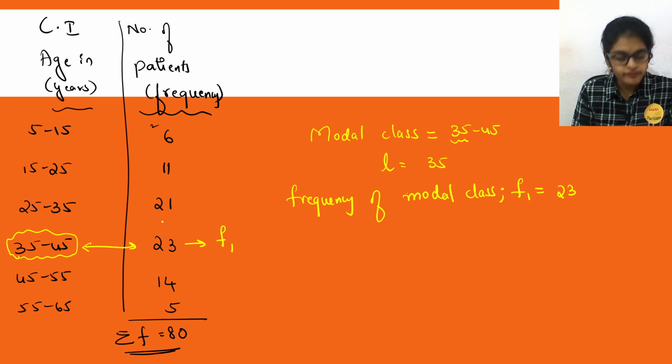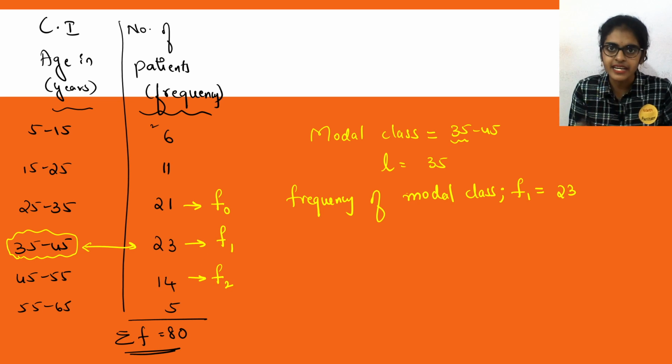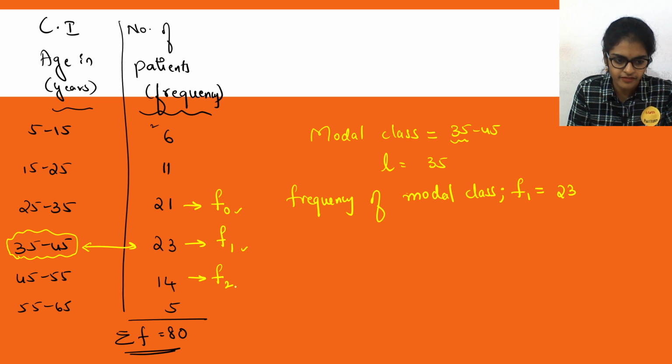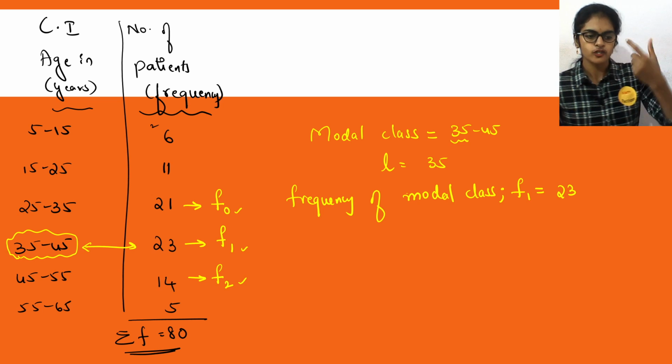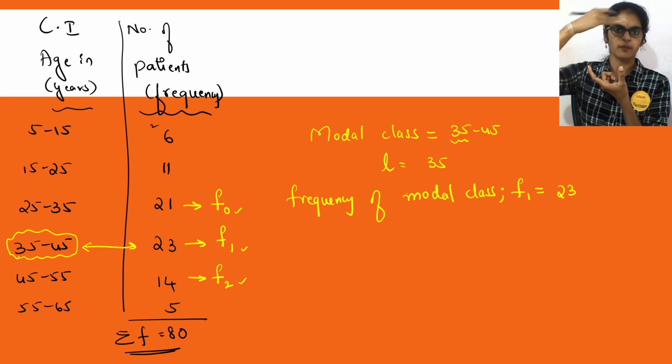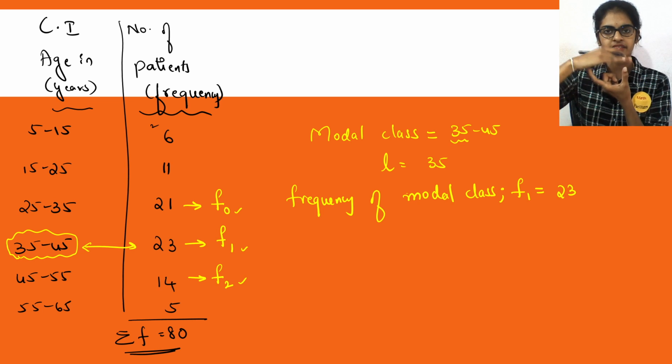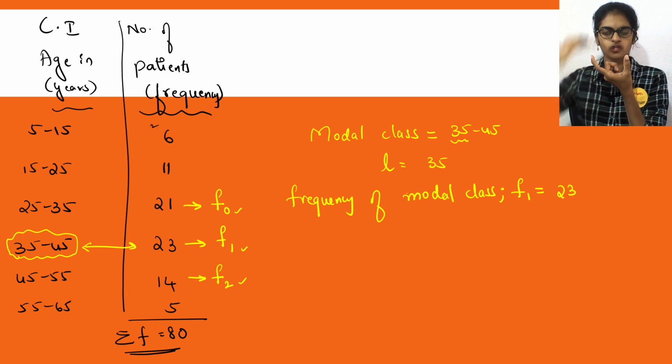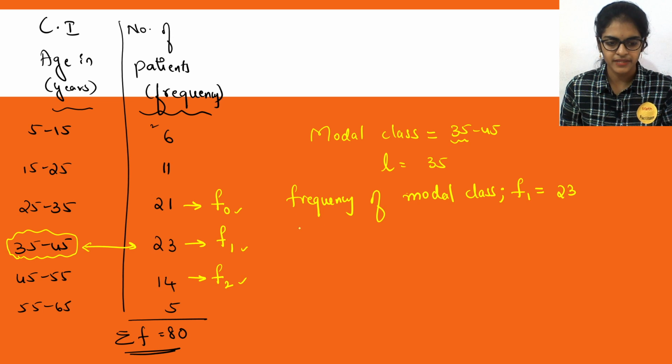Now, for this modal class frequency, take one frequency above this and one frequency below this. The frequency above the modal class frequency is F0. The frequency below the modal class frequency is F2. So if you see in order, it is F0, F1, F2. Did you all understand? So F1 is nothing but the frequency of the modal class. You will take one frequency above the modal class, which is F0, one frequency below the modal class, which is F2. So you have F0, F1, F2. Clear? So let me write.